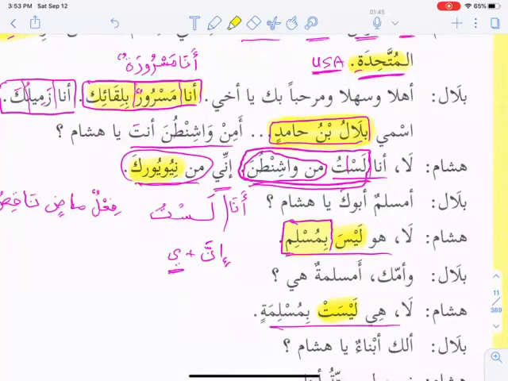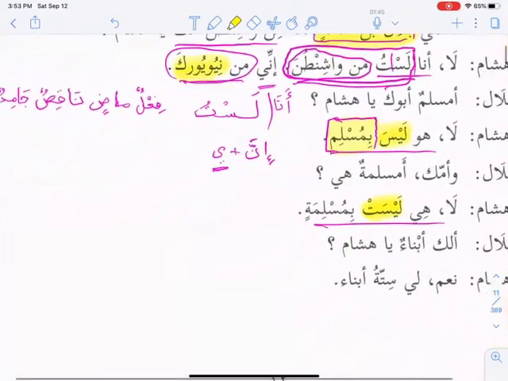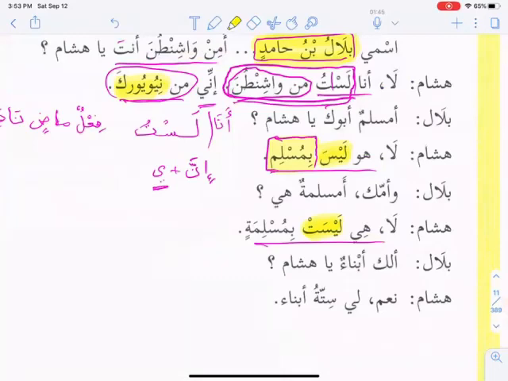Ummuka, a muslimatun here. See now the beauty of Dr. Abdurrahim's dialogue. He is constructing this dialogue in a way where all the forms of Laysa, with all the pronouns, are brought here. Ummuka, a muslimatun here.